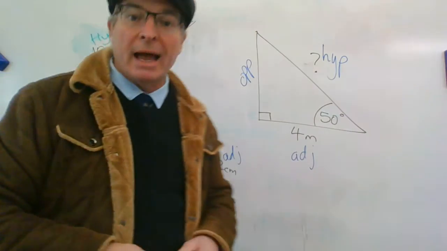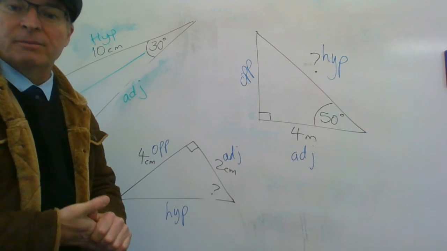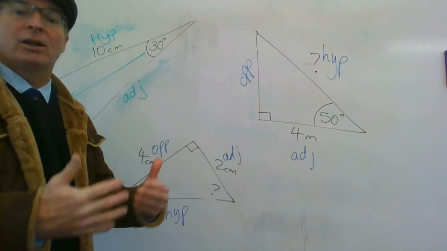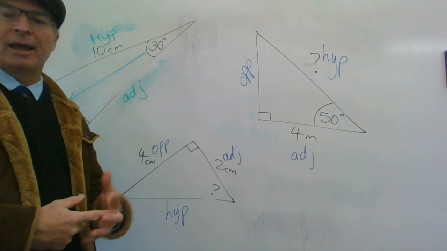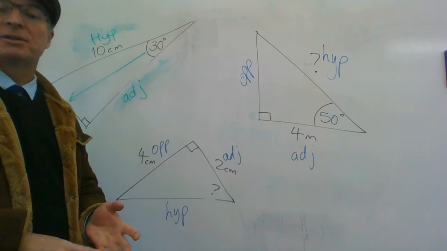It's important to be able to label up your triangles, not just to be able to talk with other mathematicians about triangles and things, but to be able to then proceed on to finding missing sides and angles. Your first step is to identify hypotenuse, opposite, and adjacent.